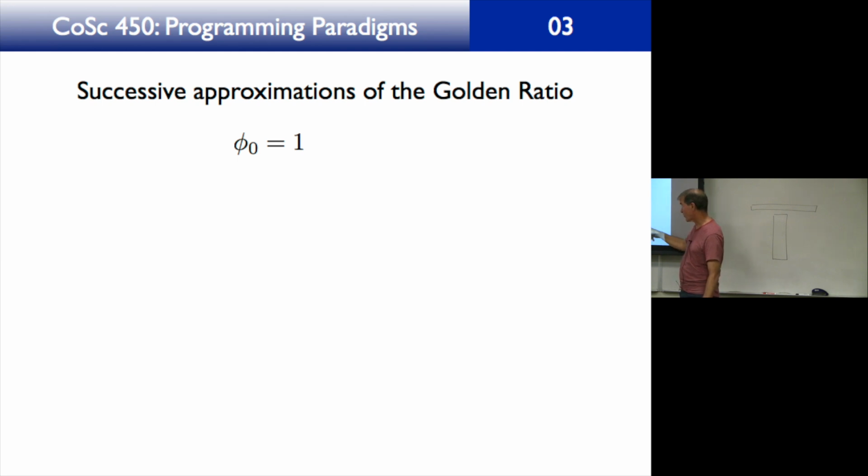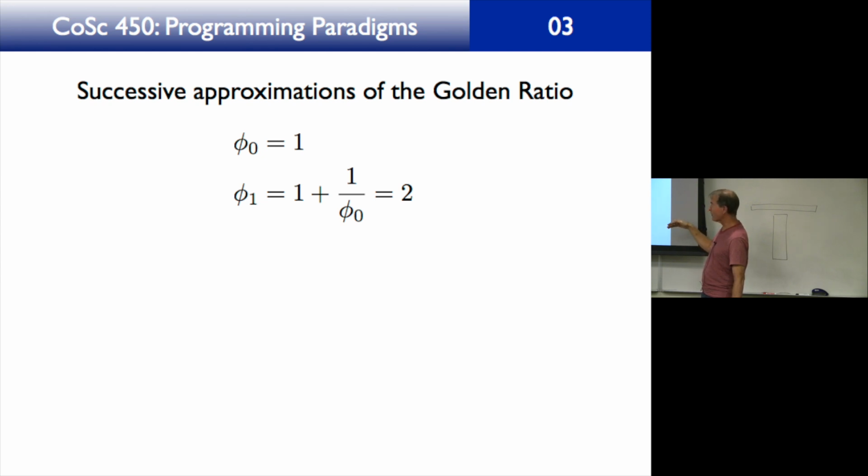It's going to be recursive. It's 1 plus 1 over phi sub 0. Does everybody see what we're doing? So phi sub 1 is going to be 1 plus 1 over phi sub 0. Now if phi sub 0 is 1, then 1 plus 1 over 1 is 2, right? So that's a little bit better approximation to phi.